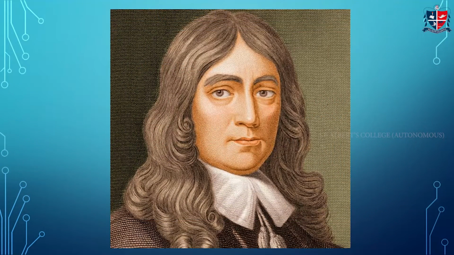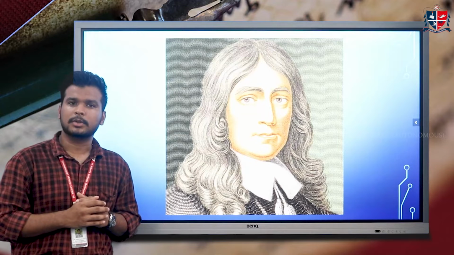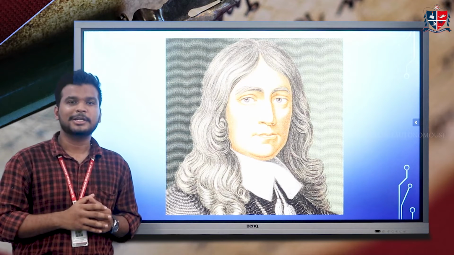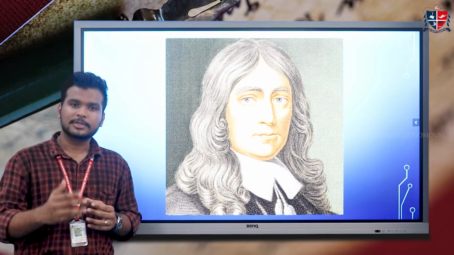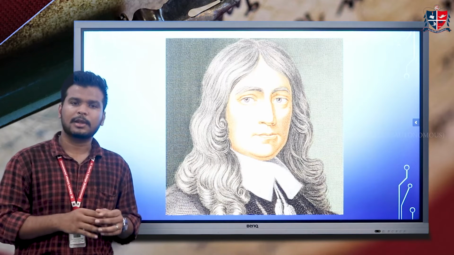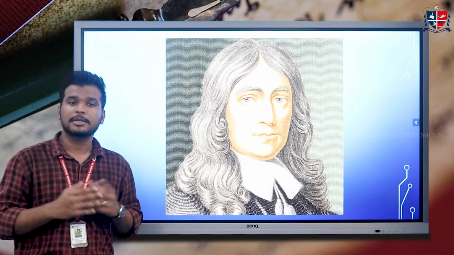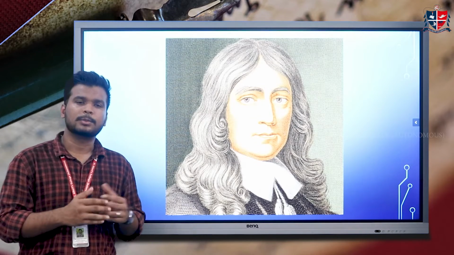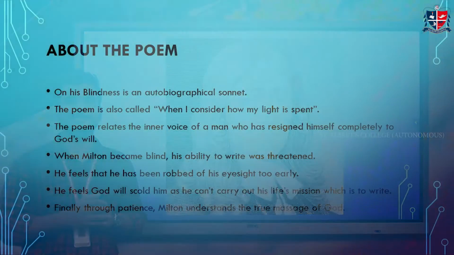This is John Milton. The reason I gave this photo is that we literature students know the names of a number of authors, but we don't know how they look. So from today onwards, whenever you read something, try to search for the author's image so you can associate the person with the work. You should practice this.